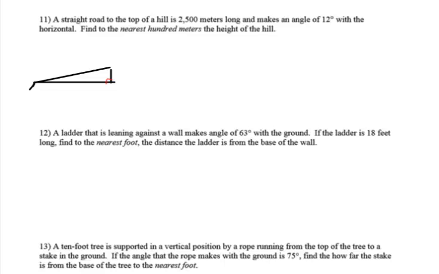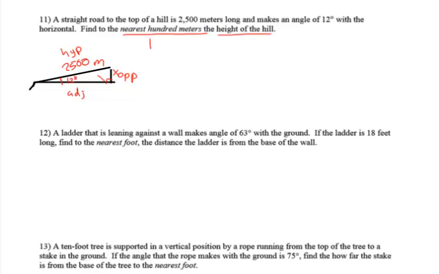All right. The road is 2,500 meters. And it makes this angle down there, which is hard for me to fit in there, of 12 degrees. So where's my hypotenuse? Here it is. The other side it touches is the adjacent. This is our opposite. What are we looking for? Find to the nearest 100 meters the height of the hill. That's x right there. So what do we have happening?